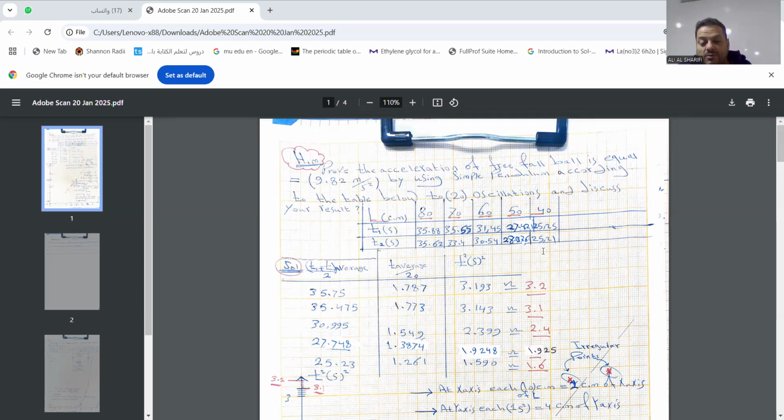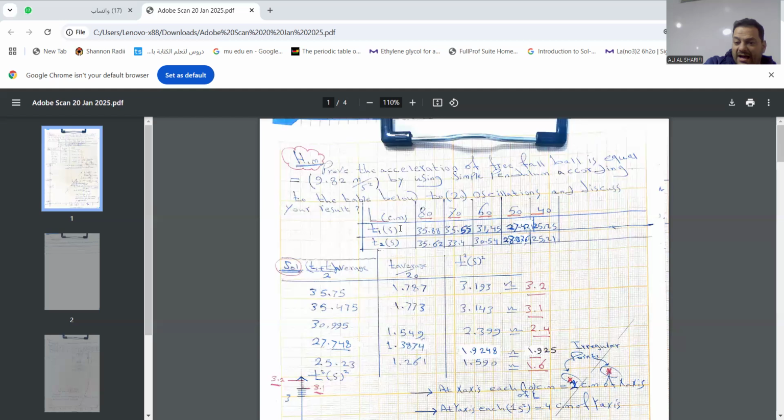Let me explain that. The question will be like: prove the acceleration of a free fall ball is equal to this number by using a simple pendulum. I will not say to do the simple pendulum experiment, no way. The question will be to prove, to calculate the acceleration. According to the table below, I will give you time number one and number two and the length of string. And the other will be your responsibility.